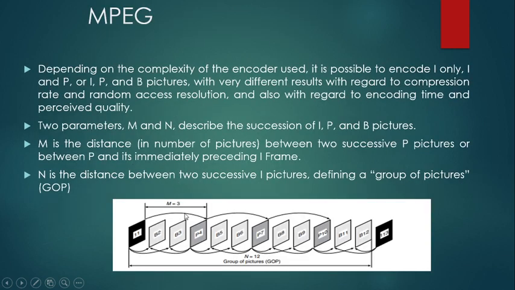Suppose in the example, you can see that we have classified the frames as I, B and P. Depending upon the encoder which we are using or the complexity of our MPEG profile, we can code either only I frames, or we can code I and P, or we can code all the three frames. So depending upon the complexity of MPEG compression, we need to decide which frames we are going to encode. As you can see in the figure, there are I frames, B frames and P frames.